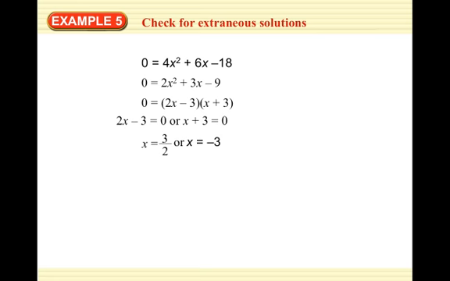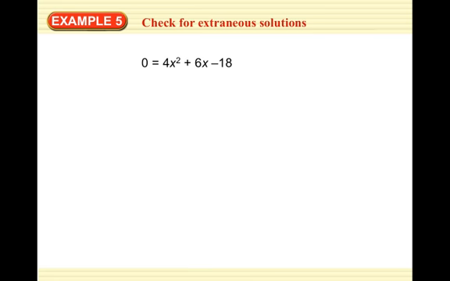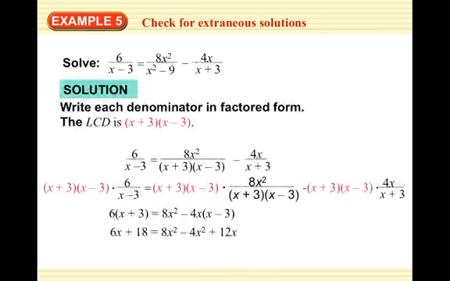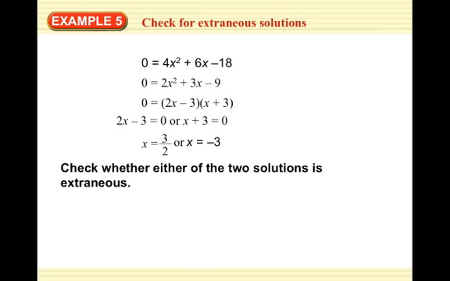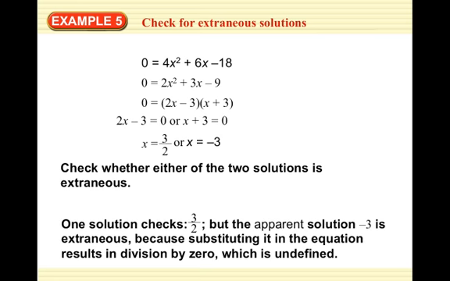Now remember, at this point, we want to check our solutions. When we plug in our values, one of the things we want to make sure is that we don't end up with 0 in the denominator. So when we plug in 3 halves, there's no problem. When we plug in negative 3, the x plus 3 denominators are made to be 0. We can't divide by 0. So 3 halves works, but the apparent solution, negative 3, is extraneous because substituting it into the equation results in division by 0, which is undefined.